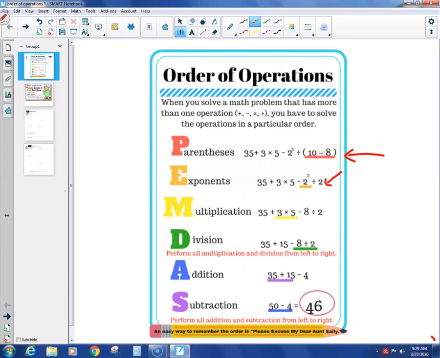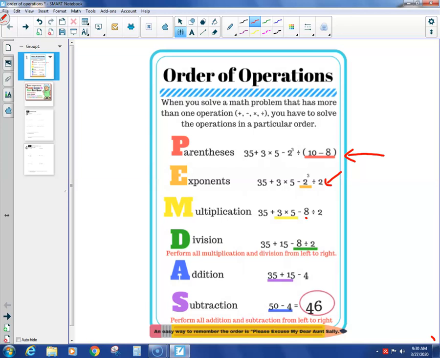Then you move on from parentheses to exponents, and you can see that they took care of the 2 cubed, so 2 times 2 times 2 gives us the 8 that you see right here. Then, after you take care of the parentheses and the exponents, you do multiplication and division, but you do them in order from left to right. Those are on the same level of importance. So whatever comes first from left to right, that's the order that you perform multiplication and division.